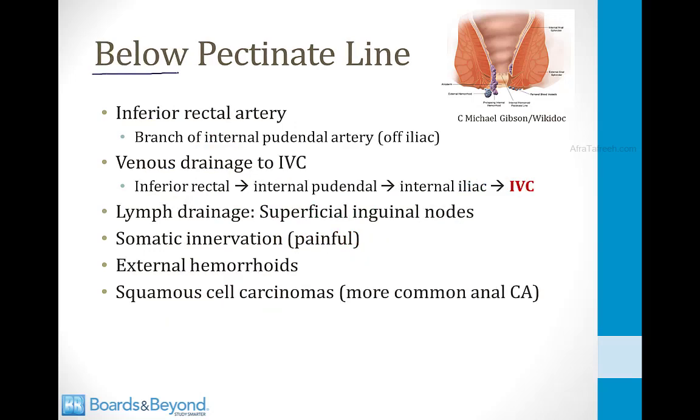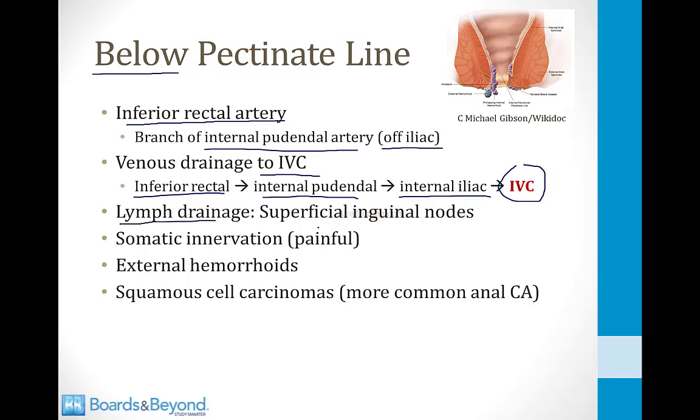Below the pectinate line, things are different. The blood supply here is from the inferior rectal artery. This is a branch of the internal pudendal artery off the iliac artery. The venous drainage is to the inferior vena cava. It goes via the inferior rectal vein to the internal pudendal vein, to the internal iliac, and then to the IVC. So you will not see hemorrhoids and swelling of these veins in patients with portal hypertension because this venous system does not drain into the portal system.